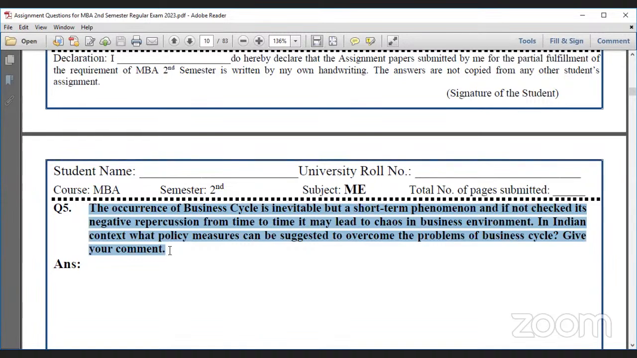So simply we can say, if the business cycle is not checked, what are the repercussions? We have already discussed the effects of business cycle: unemployment, poverty, reduction in demand. So many problems are there. Reduction in output, then reduction in per capita income and national income, then other social costs.